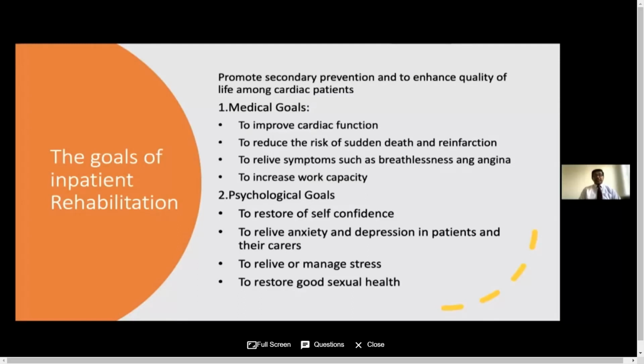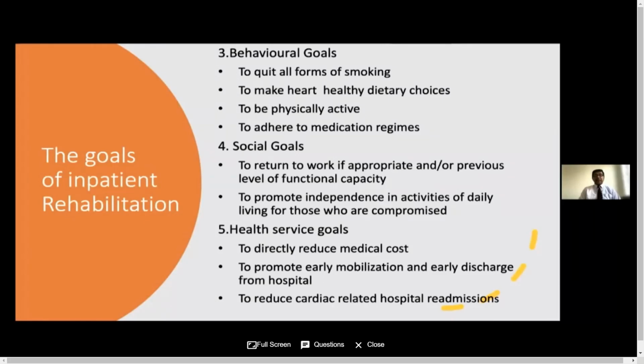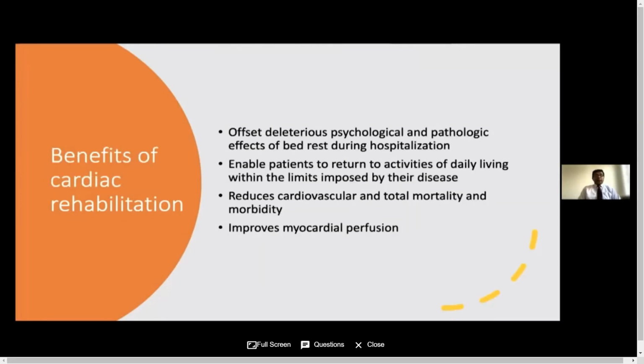This can be discussed under medical goals, psychological goals, behavioral goals, social goals, and health service goals. I'm not going to discuss each and every one. The benefits of cardiac rehabilitation: to offset deleterious psychological and pathological effects of bed rest during hospitalization, enable the patient to return to activities of daily living within the limits imposed by their disease, reduce cardiovascular and total mortality and morbidity, and improve myocardial perfusion.